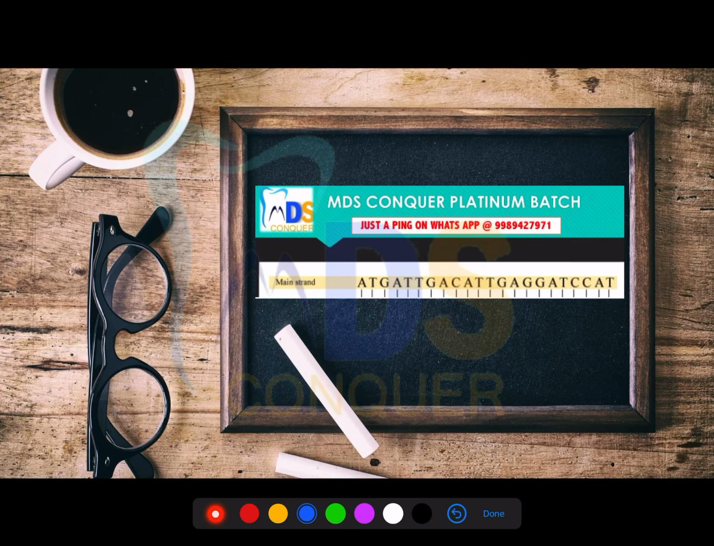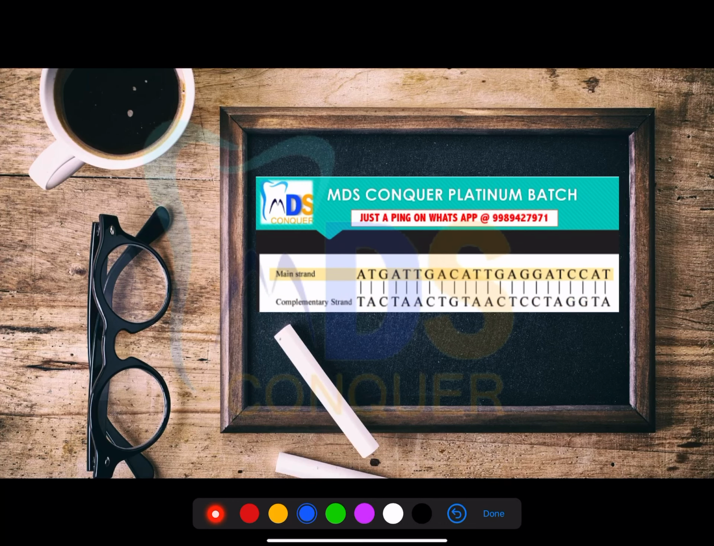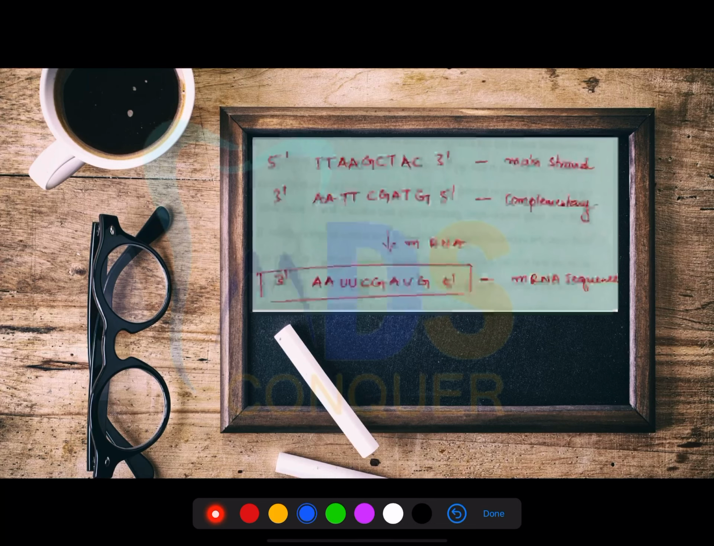So this is a main chain. They can give you the description of the main chain, and they can ask you the complementary chain. So the complementary chain is, A is going to be replaced by T, T is going to be replaced by A, G is going to be replaced by C, and C is going to be replaced by G. So this is the complementary chain. So in the question they can give you the main chain and ask you the complementary chain. So main chain and complementary chain we are done with.